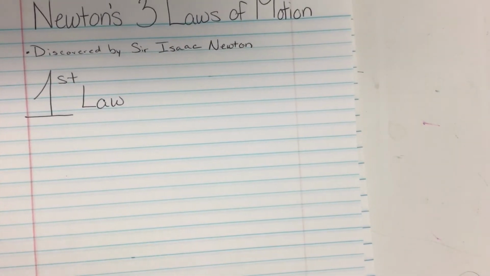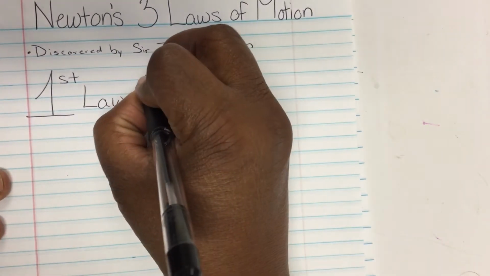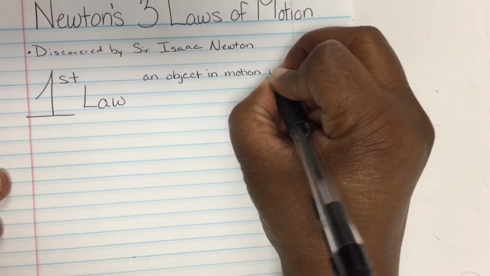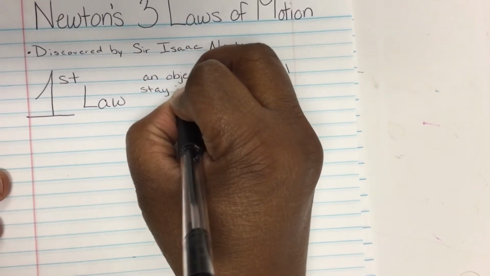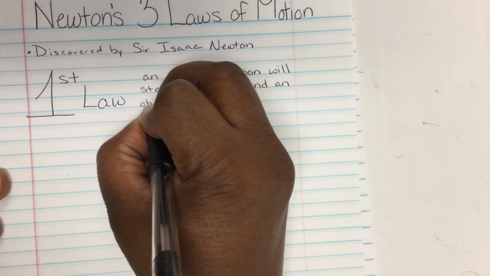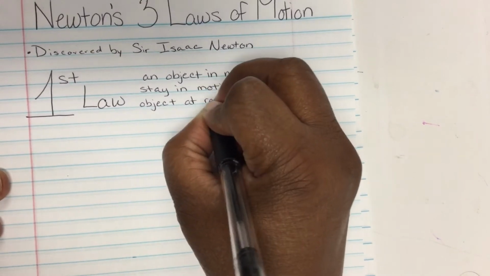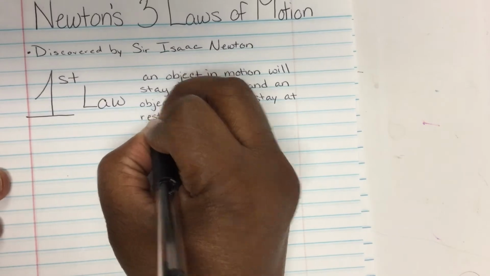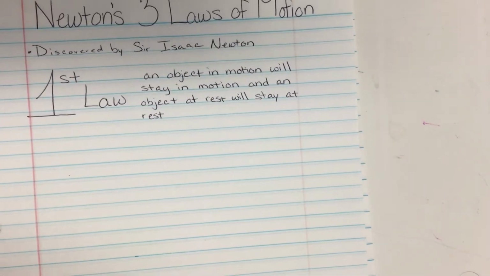Our first law says that an object at rest stays at rest and an object in motion will stay in motion. Let's deal with that part first. Unless acted upon by an unbalanced force.